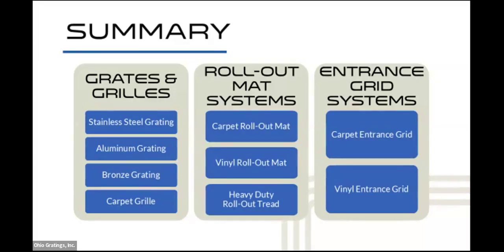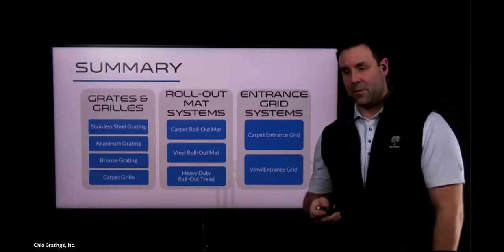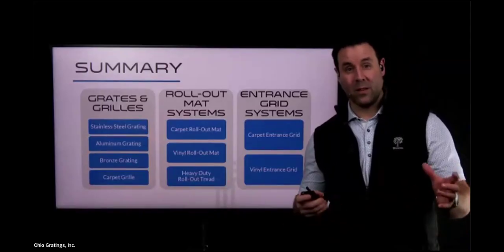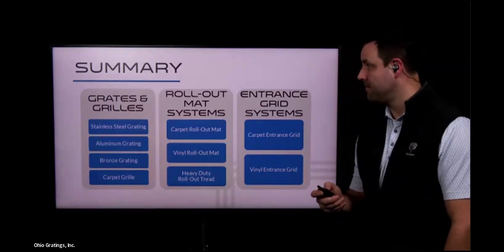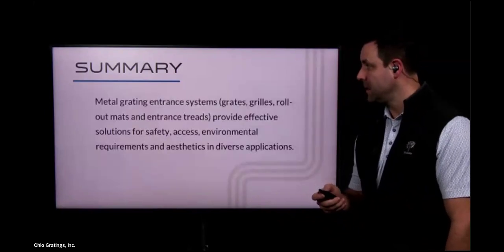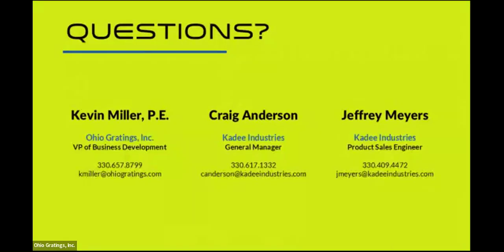And then the entrance grid systems, you do have the carpet entrance grid and vinyl entrance grid, and we're only stating that because of the different inserts that are in there. You do have the option for other inserts as well, including recycled rubber, and you do have the option for aluminum inserts, even with on grip or that traction safety, the thermal metal spray. Okay, so quick summary, the metal grating systems. These are grates, grills, rollout mats, and entrance treads. They provide effective solutions for safety, access, environmental requirements, and aesthetics in diverse applications.